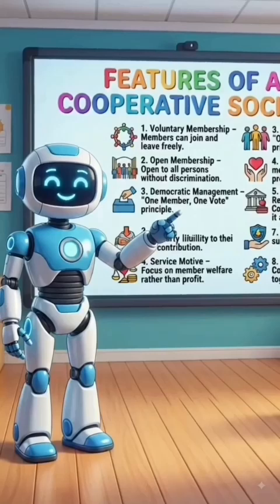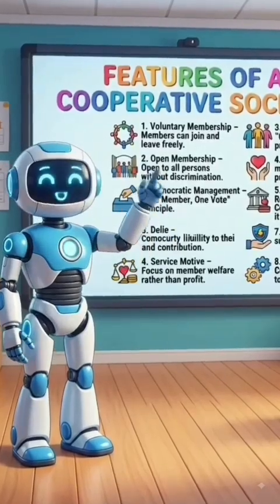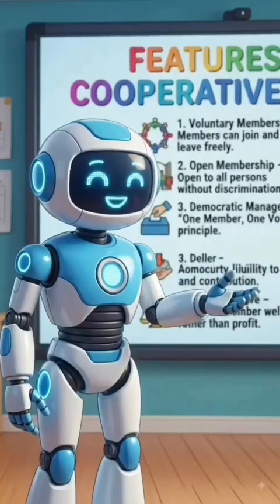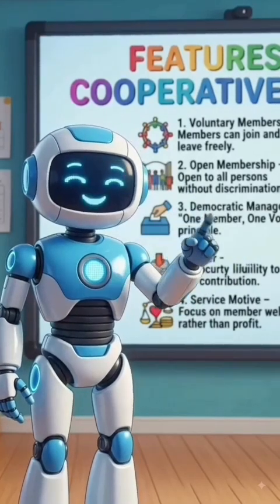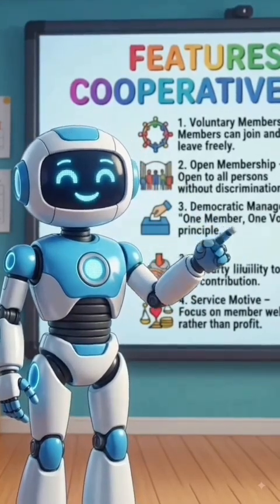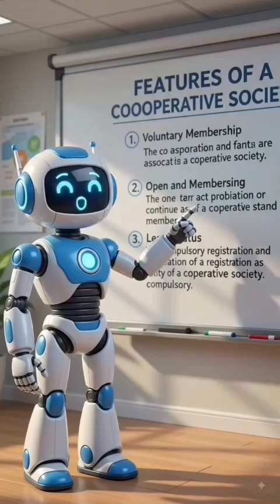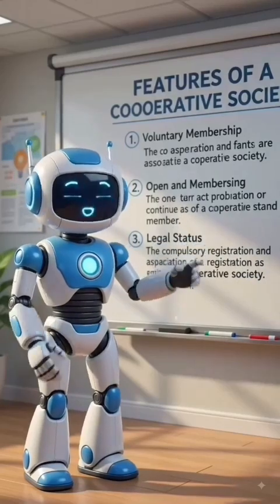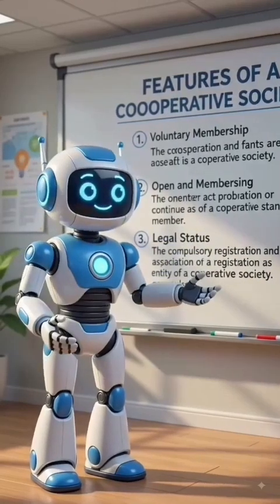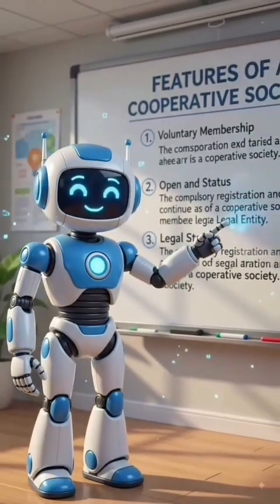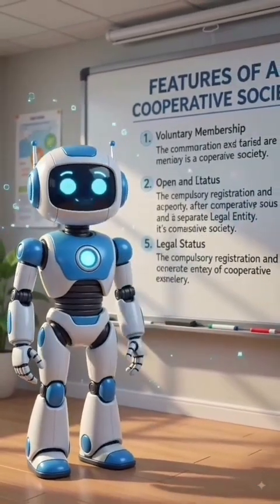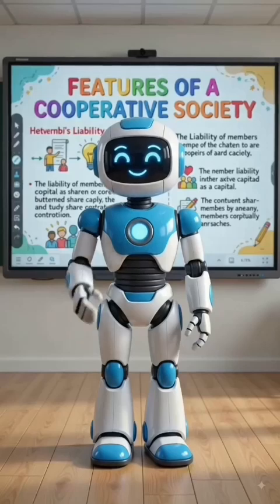Features of a cooperative society. Membership of a cooperative society is voluntary. Any adult of age 18 years or above having common interest can become its member. No one can be forced to join the association or to continue as a member. Legal status: registration of cooperative society is compulsory. After registration, it becomes a legal entity.